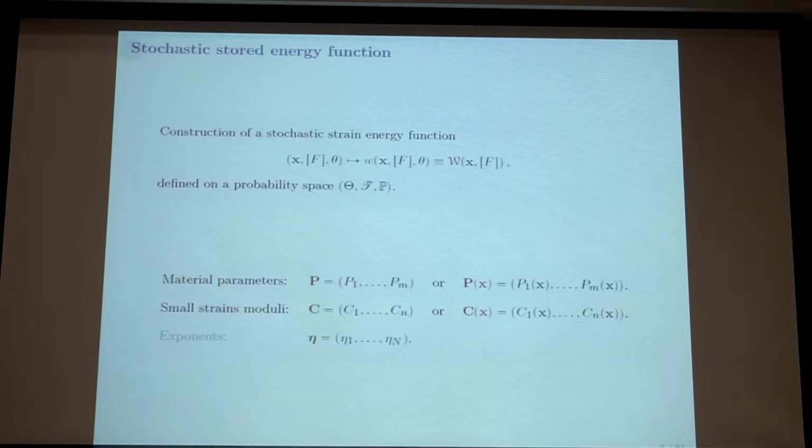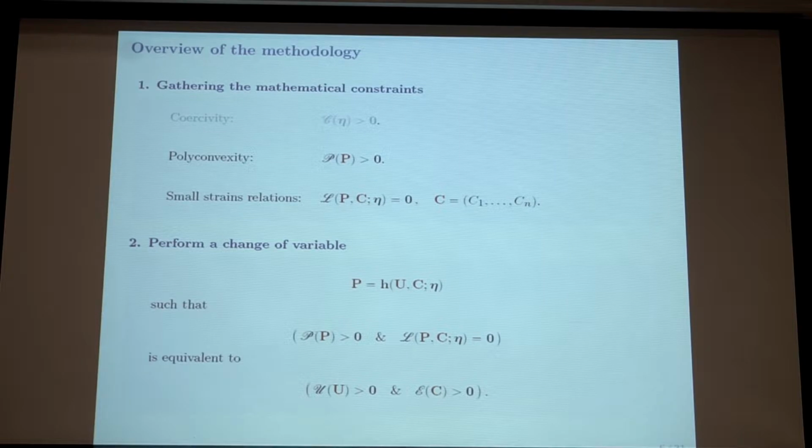So to do so, we start by introducing a stochastic strain energy function defined on some probability space and denoted by this capital W for convenience. And this stochastic stored energy function is simply obtained by modeling its parameters and elastic moduli at small strains C by random variables, or more generally by random fields like this. And for simplicity, we assumed that the exponents involved in the stored energy function can remain deterministic, so we can just forget about them from now on. And so the strategy we adopted for constructing a stochastic stored energy function can be summarized in roughly 4 steps.